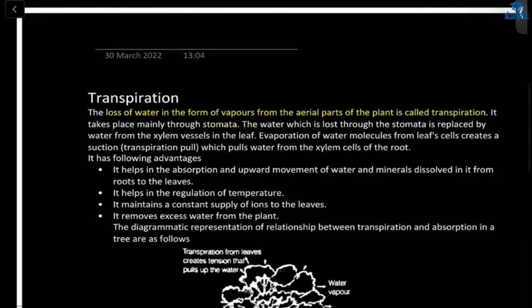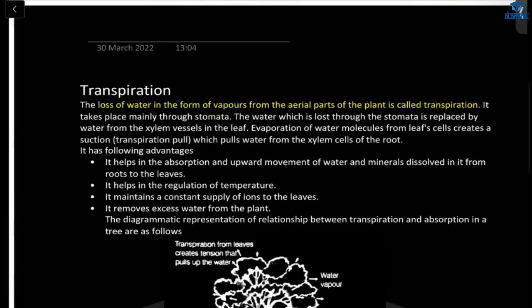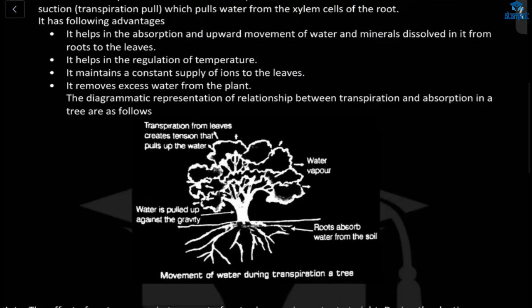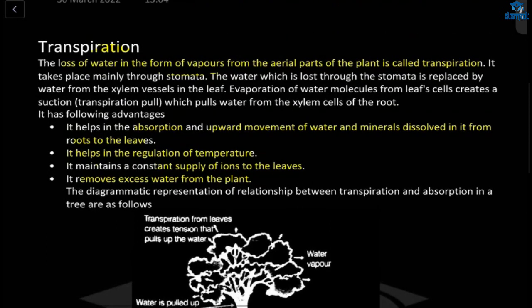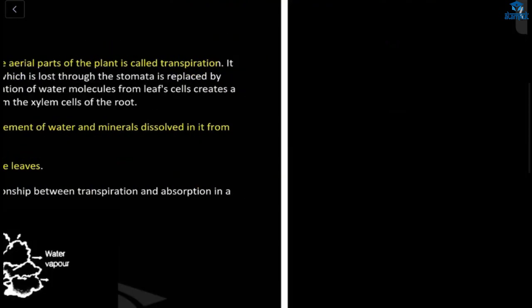So what is its advantage? It helps in the absorption and upward movement of water and minerals dissolved from roots to the leaves. It helps in regulation of temperature. It maintains constant supply of iron to the leaves. It removes excess water from the plant. One more thing, loss of water happens through which? Stomata. Stomata will be containing what? Guard cell. So from here only there will be loss of water.